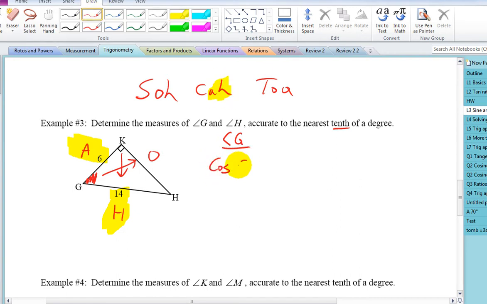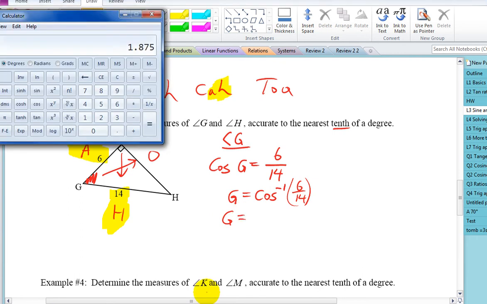So cos G equals A over H, 6 over 14. Don't worry about reducing this. This is just rough work. So what's the next step? How do we separate the angle from cos? Move it to the other side. Cos negative 1, 6 over 14. You could use a decimal, but you don't need to. Just use a fraction. And again, I'd put brackets around it. Then go to your calculator and figure out what the value of the angle is.